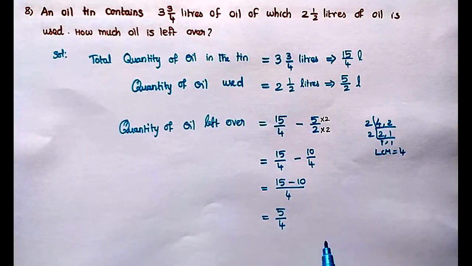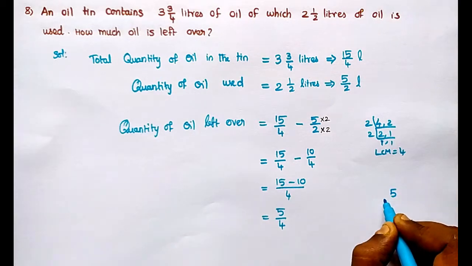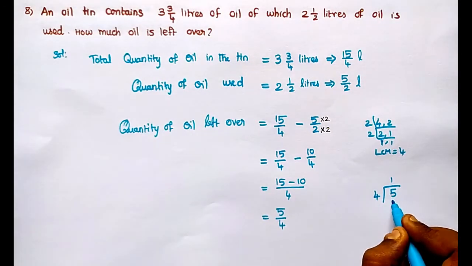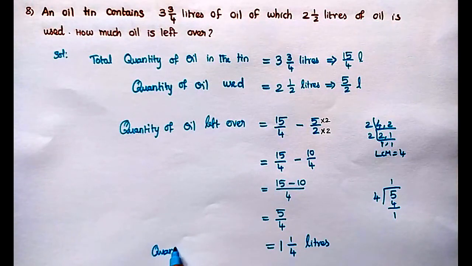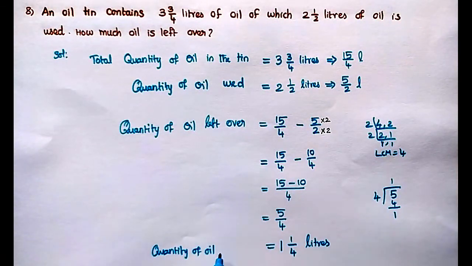Now divide 5 by 4. 1 4 is 4. Balance 1. How will you write that? Quotient 1. Remainder 1 divided by divisor 4. So 1 by 4 liters of oil remaining. Quantity of oil left over is equal to 1 by 4 liters. That is the answer.